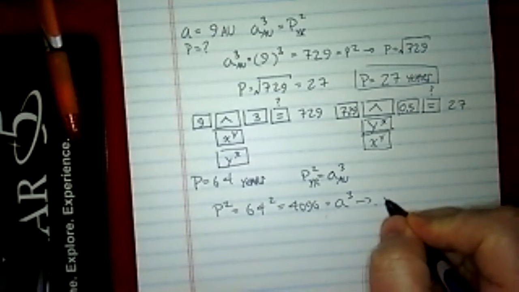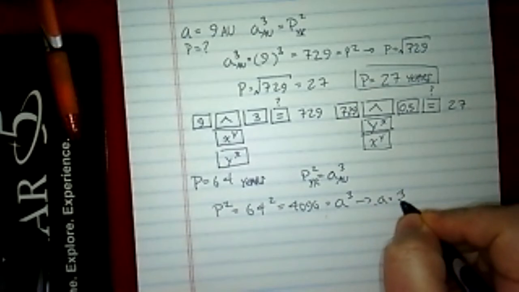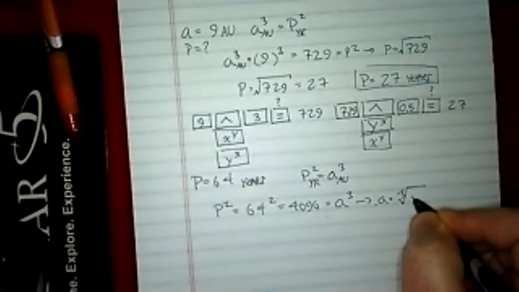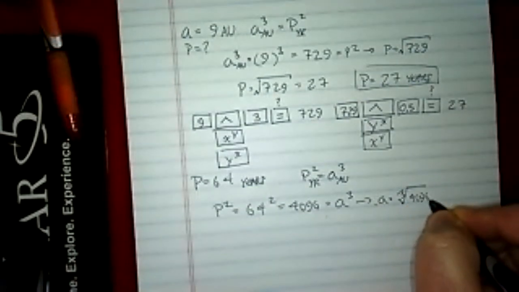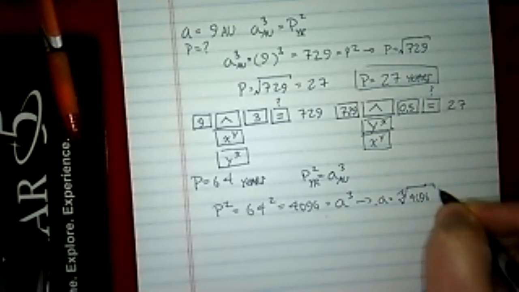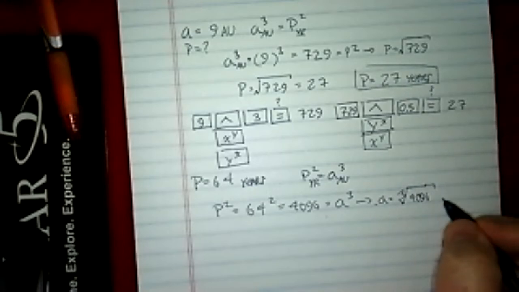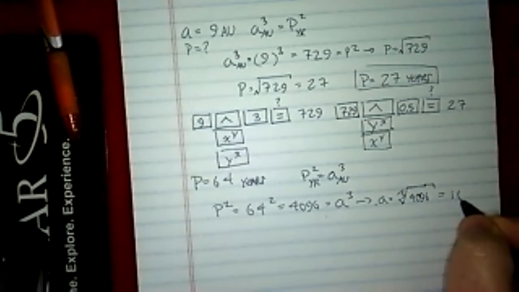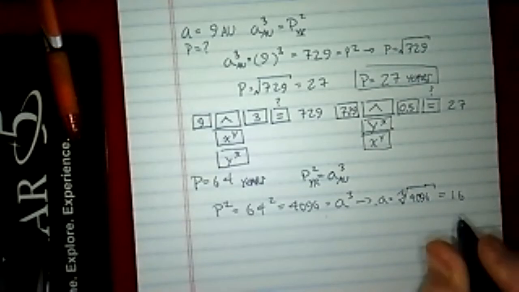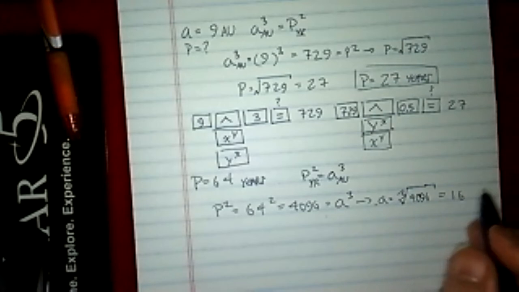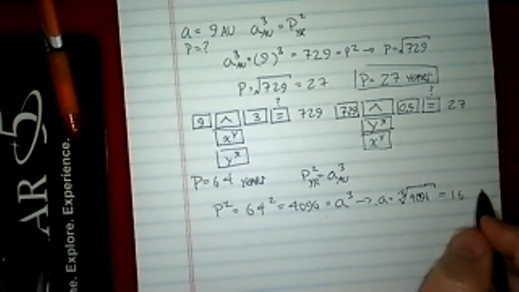So I'll say a is equal to the cube root of 4,096. 4096 here, in case y'all can't read that. And in fact, the cube root of that is 16, because 16 times 16 is 256, and 16 times 256 is 4,096. And that's actually the exact answer.